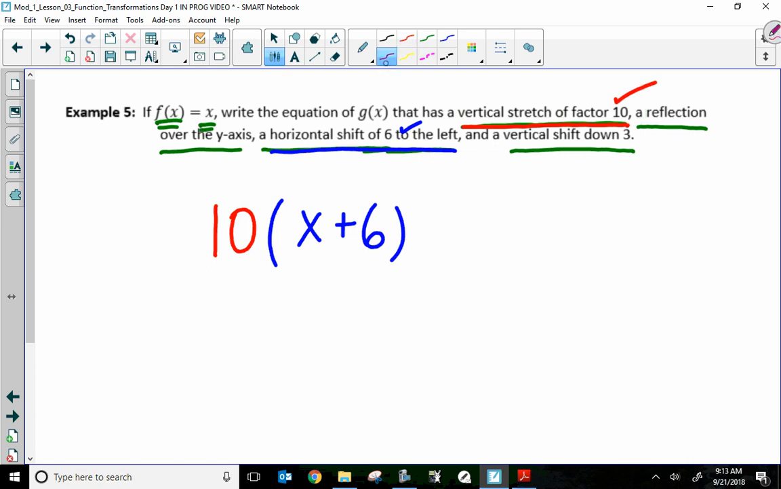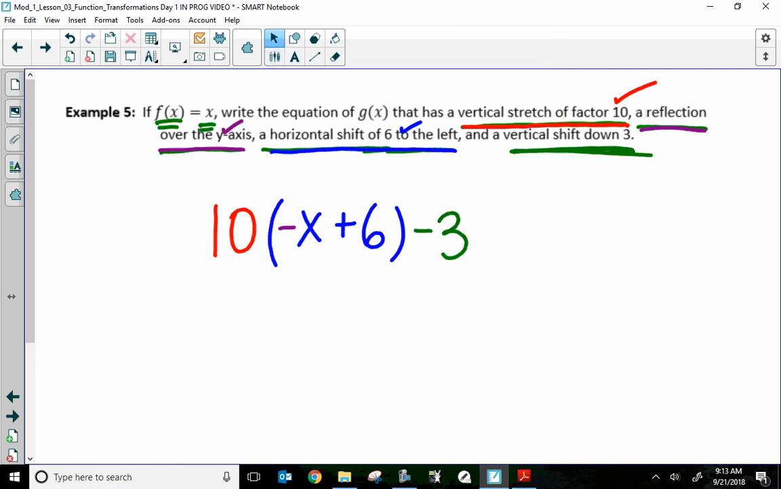All right? The next one I'll do in purple. If I am reflecting over the y-axis, I'm not negating the whole thing. I'm just negating the x. There it is. Done. And last but not least, I need to do a vertical shift down 3. That means outside of all this, I am going down 3.